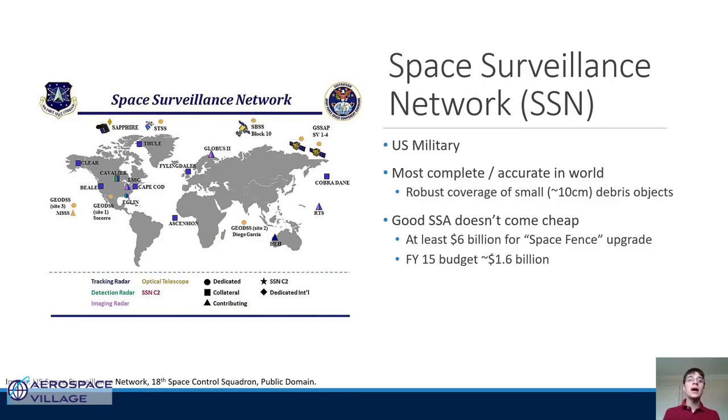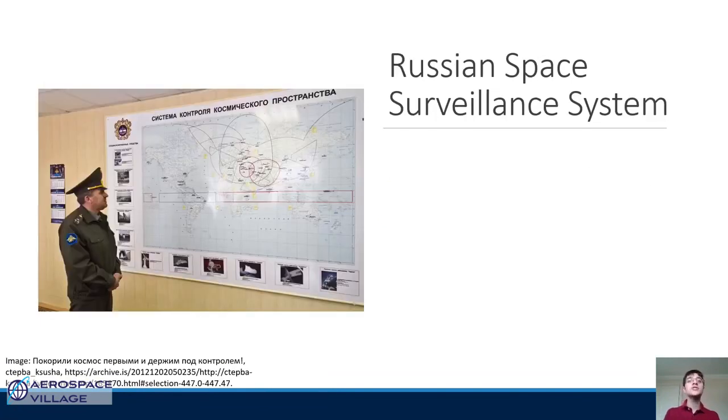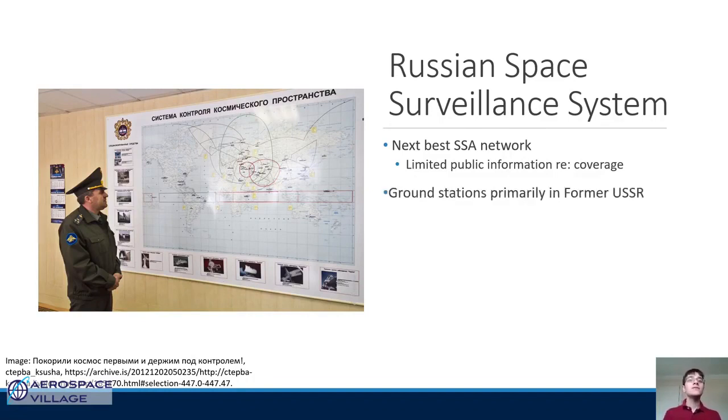This is a very complicated technological endeavor that is beyond the means of even most nation states to pull off. The next most sophisticated SSA capability is probably Russia's through the Russian Space Surveillance System. We don't know quite as much about what kind of objects they can see or at what size, but we do have a sense of the network's capabilities because we know where the ground stations are. And they're primarily in former Soviet territories or countries that were friendly with the USSR prior to its collapse. This makes sense as a lot of the groundwork was laid for the system during the Soviet Union.